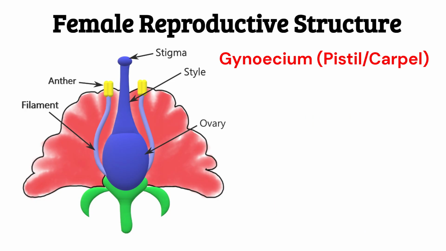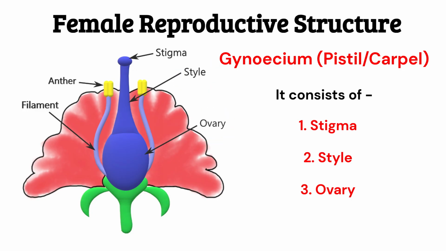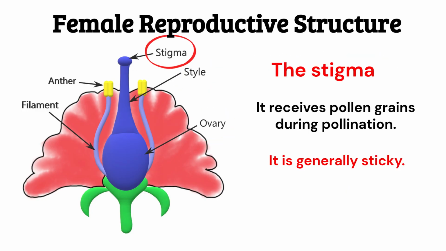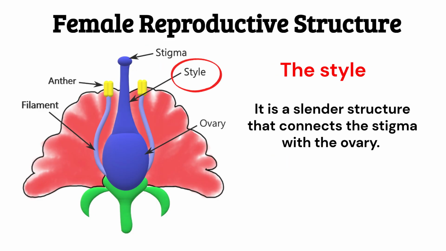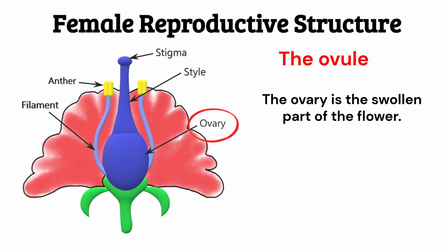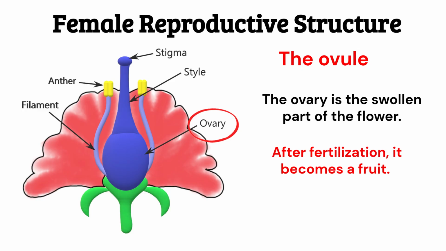The female reproductive structure is called the gynoecium. It consists of the stigma, style, and ovary. The upper part is called the stigma. It is generally sticky and receives pollen grains during pollination. The style is a slender structure that connects the stigma with the ovary. The ovary is the swollen part of the flower. After fertilization, it becomes a fruit.